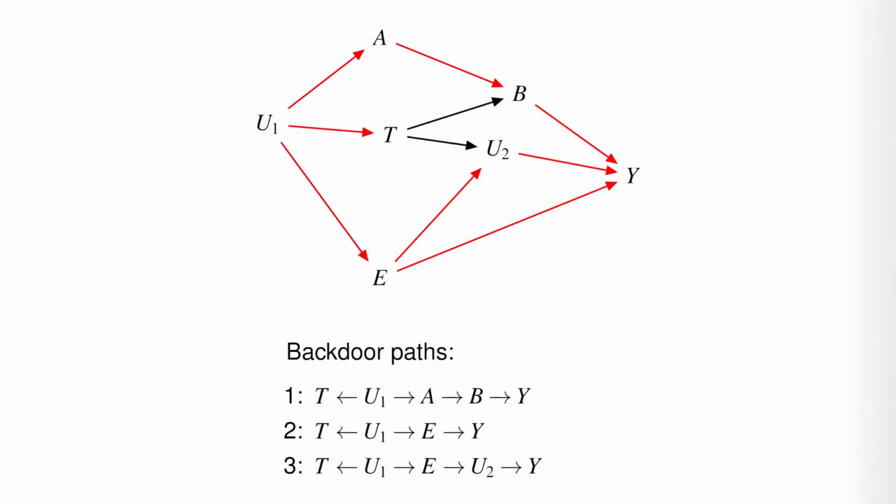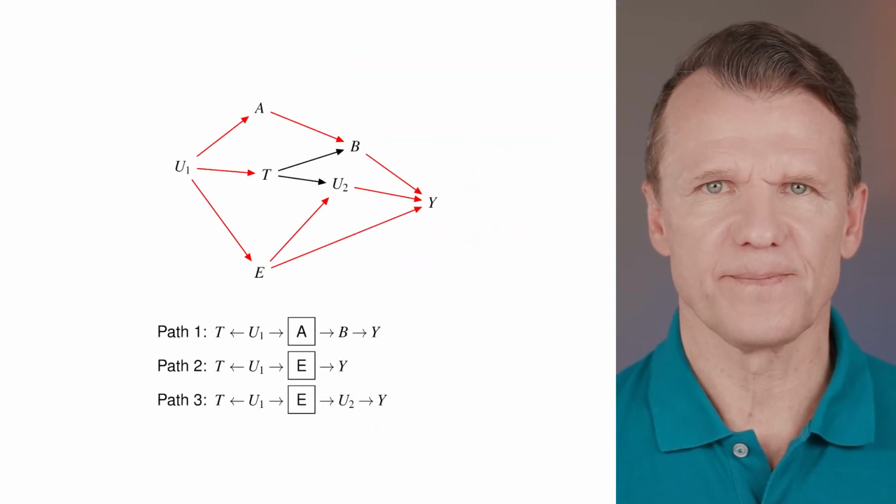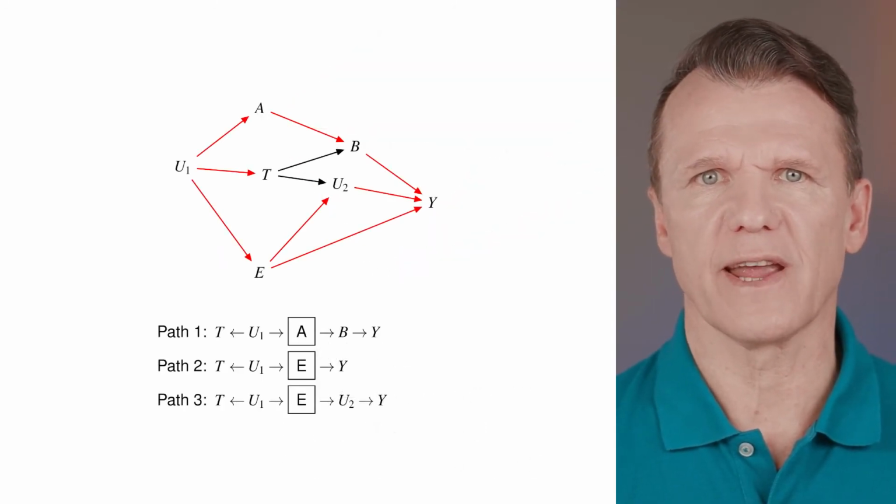Let's add two arrows to the previous diagram, from U1 to E and from U2 to Y. First, list all backdoor paths between T and Y. They start with an arrow pointing to T, and there are three, from T to U1 to A to B and Y, that's 1, T to U1 to E and Y, that's 2, and then T to U1 to E to U2 and Y, and that's 3. Let's inspect these three paths. Look for the presence of head-to-head arrows.